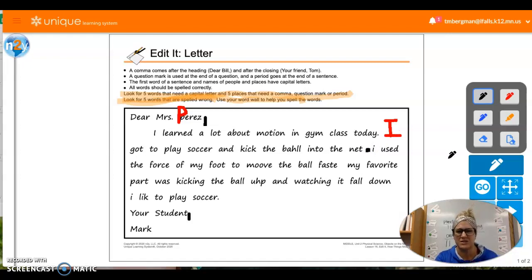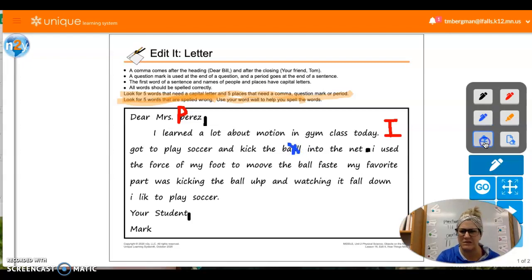So now let's look through the sentence and see if we can find any misspelled words. I got to play soccer and kick the ball into the net. Another tally for punctuation. Which word is spelled incorrectly? This word ball, right? We don't need this H. So all I'm going to do is cross out this H. So now it says ball, B-A-L-L.